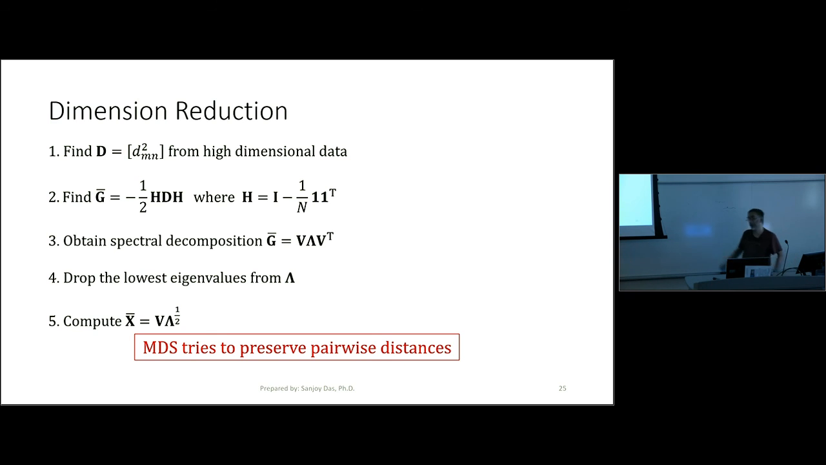What does MDS do? You're starting off with the squared distance matrix. So in the low dimension approximation, it will try to arrange the coordinates in such a manner that the pairwise distances are preserved. Isn't that great?